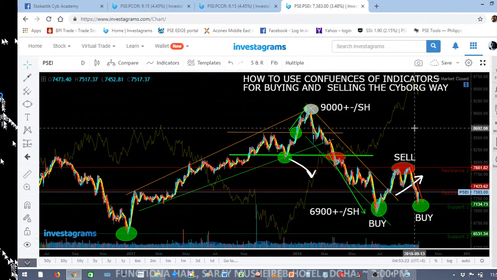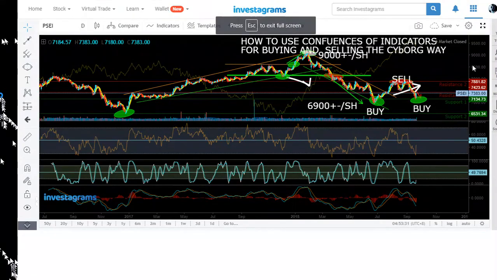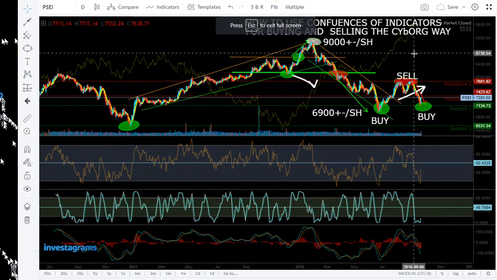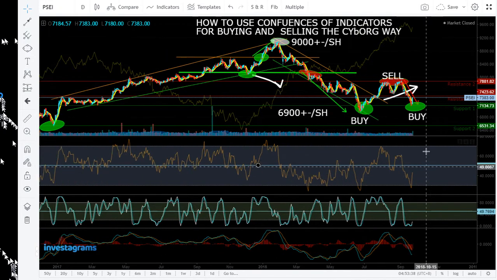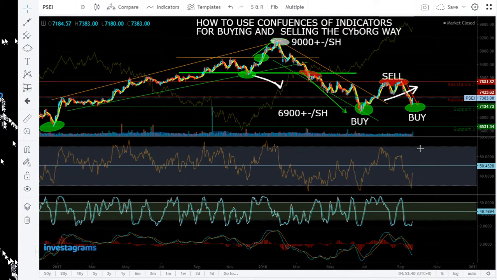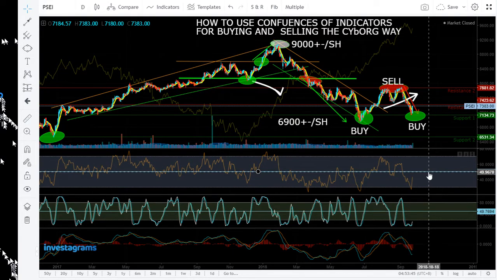So how does it work? These indicators, how do they work with the CYbORG Force trading strategy? Let us now identify the importance of these indicators in your chart and the level 50 in each and every indicator that I have learned from online and through my researches.